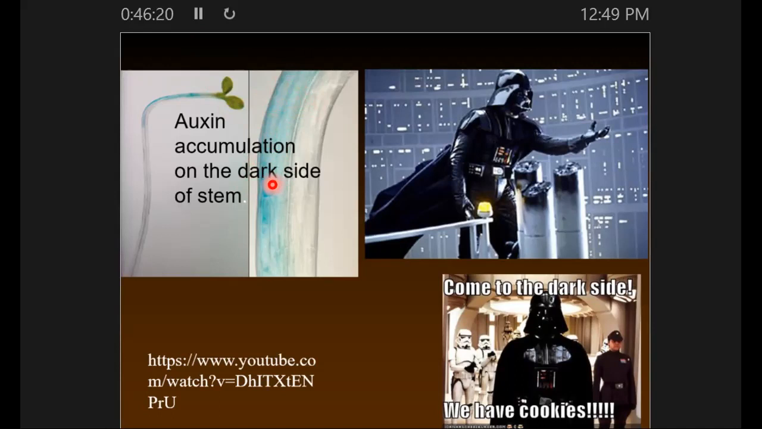So think about it. If the dark side of the stem tissue is growing through cell division, that's going to cause a bending action. If the dark side grows faster than the lit side, you're going to get that asymmetrical growth pattern that will allow for the bending, in this case, toward the light. And so it's the auxin hormone that's stimulating those cells on the dark side.